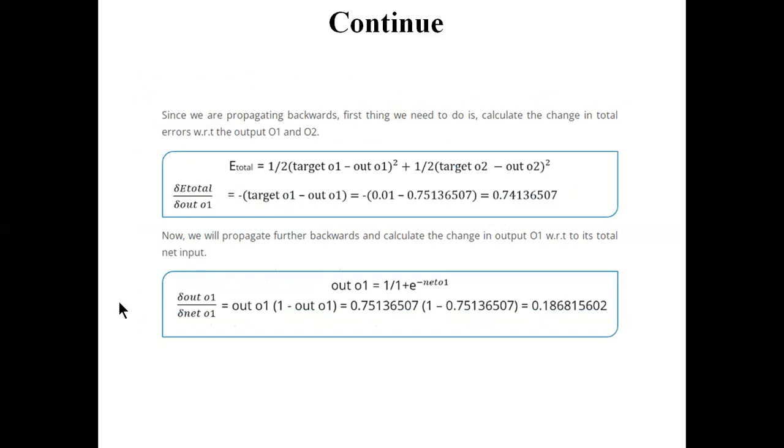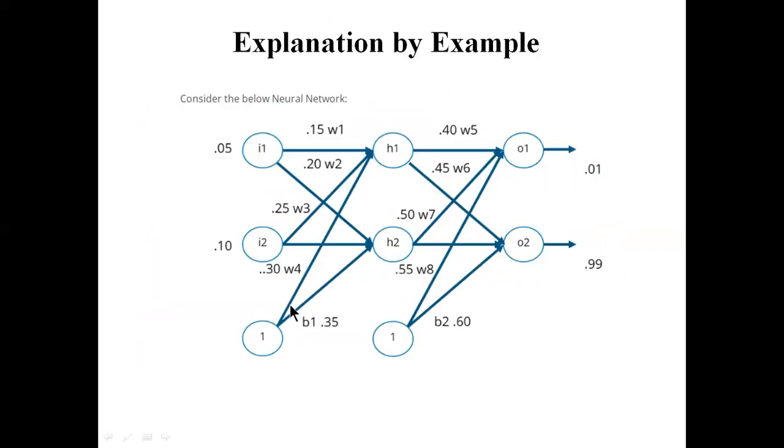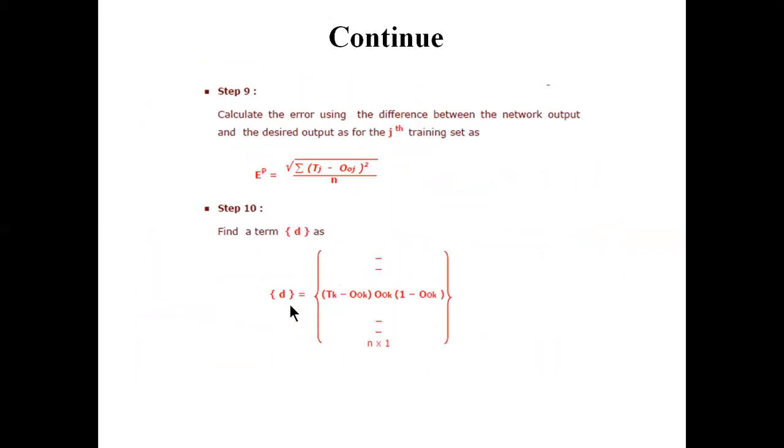Next, we want to further propagate back to calculate the change of output one with respect to its total net input. This value comes to 0.81867. We already know out O1 equals 1 by 1 plus e to the power minus net O1, so it can be written as out O1 into 1 minus out O1. We will find a similar representation for out O2, that is, out O into 1 minus out O.